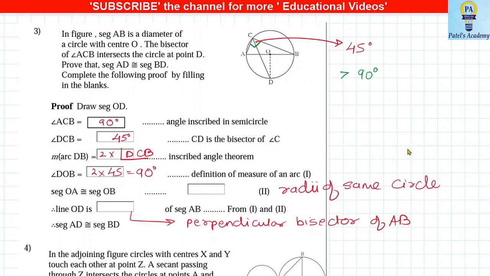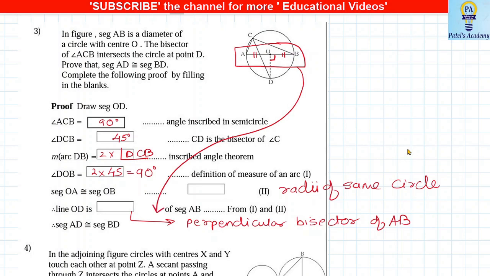Let me remove all other things and do the marking in the figure. We got this angle is 90 because the arc was 90, and we know that AO and BO are equal, radii of the same circle. So if I get this part, does that mean that DO is the perpendicular bisector? Yes, it is 90 degrees and it is dividing into two equal parts. So OD is the perpendicular bisector of AB.